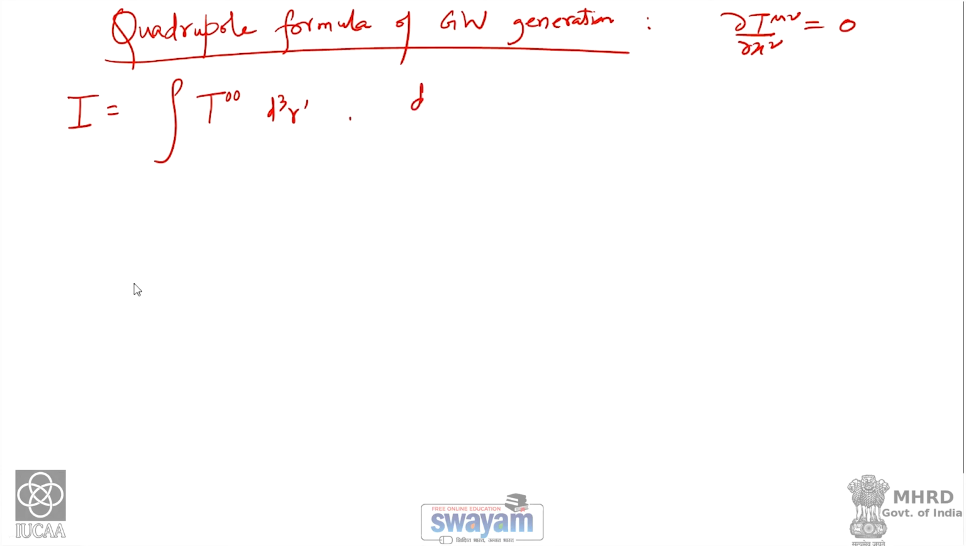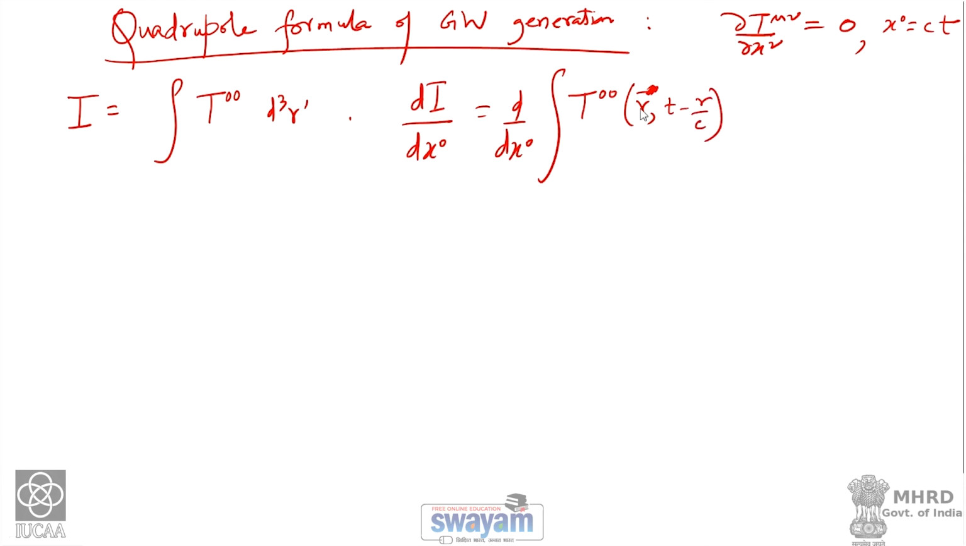So, therefore, consider dI by dx^0. What is x^0? x^0 by definition is c times the time, because we are in the quasi-Minkowskian coordinate system, t is the valid physical time. And I want to write what is dI by dx^0. So, which is by definition d by dx^0 of the integral of T^{00} at r prime, of course, but at the retarded time. The retarded time we know is nothing but t minus r by c, d^3 r prime. But this integral is over space and therefore, the time derivative can go inside the integral and becomes a partial derivative. So, now it becomes del T^{00} by del x^0 d^3 r prime.